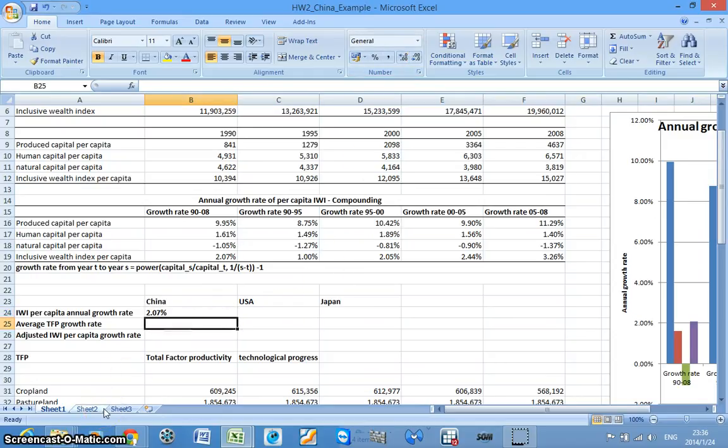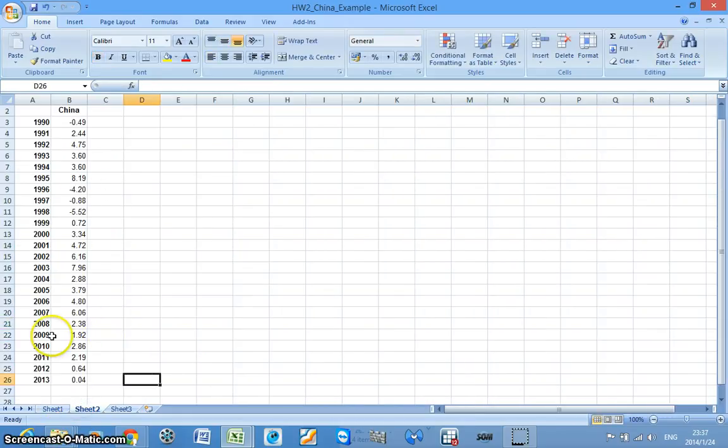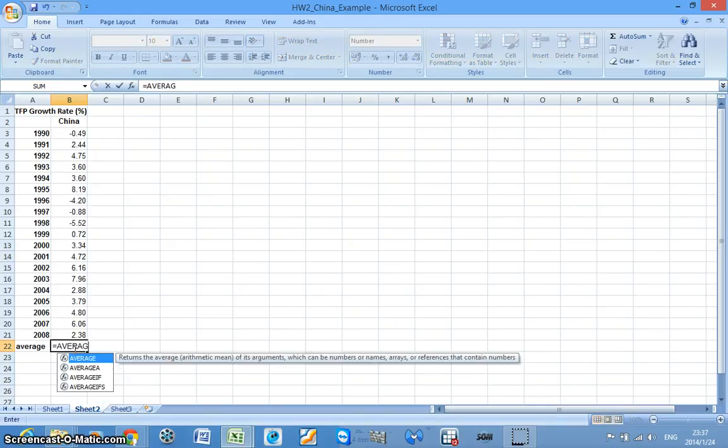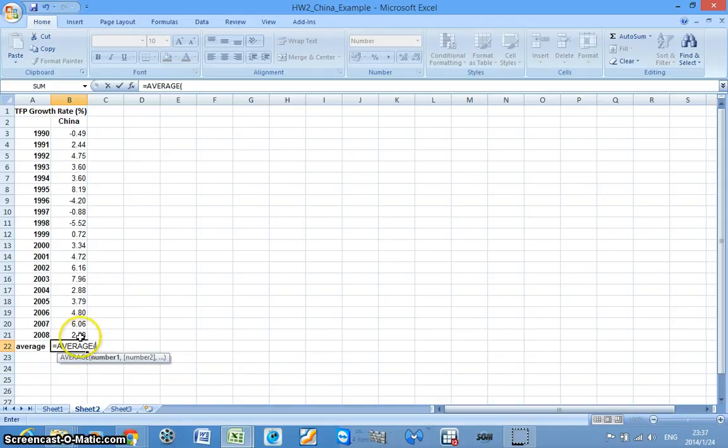So what you want to do is calculate the average TFP growth rate from 1990 to 2008. So you could delete this data and calculate the average. Each of these numbers is already a TFP growth rate, for example 1990-1991. So to calculate the average growth rate, you just need to take the average of those in column B. So take average. What you get is 2.86.